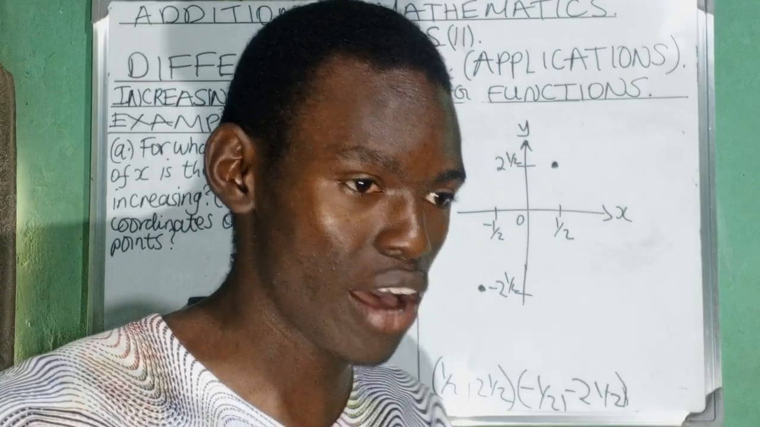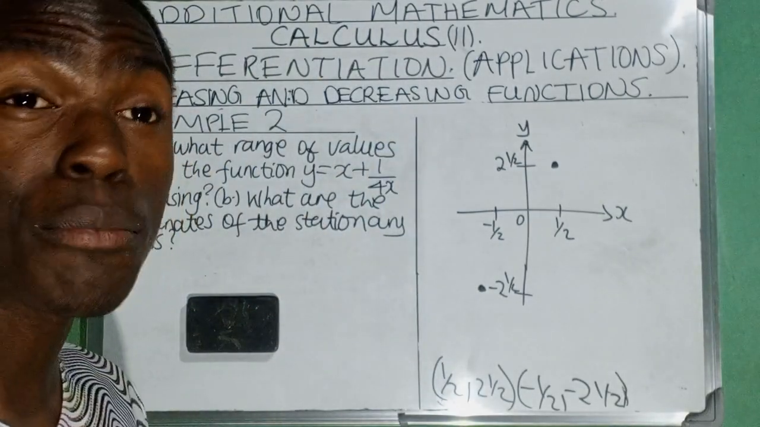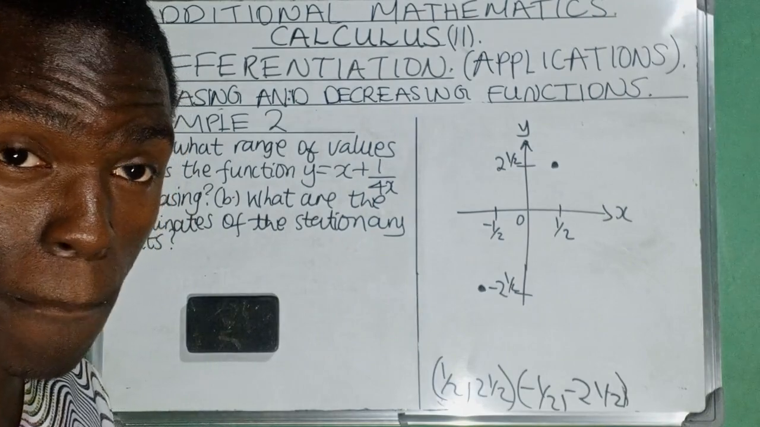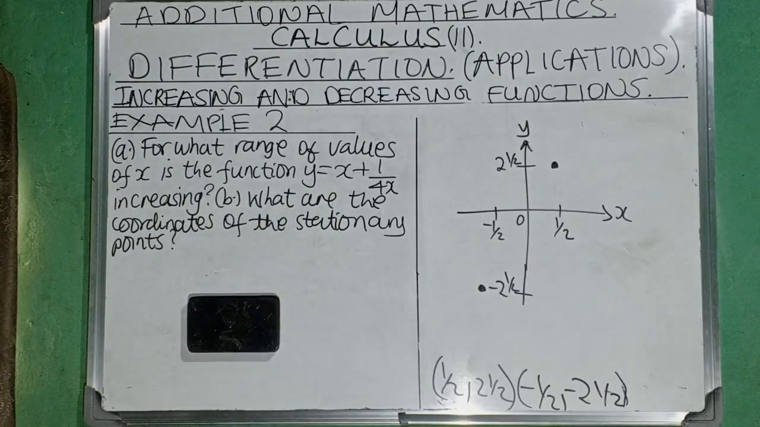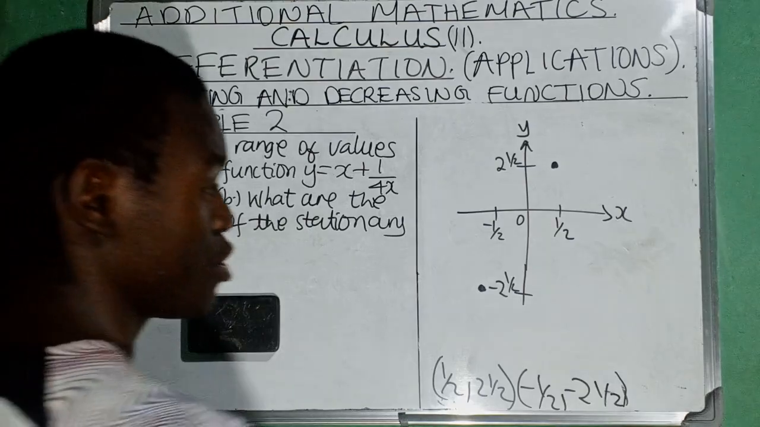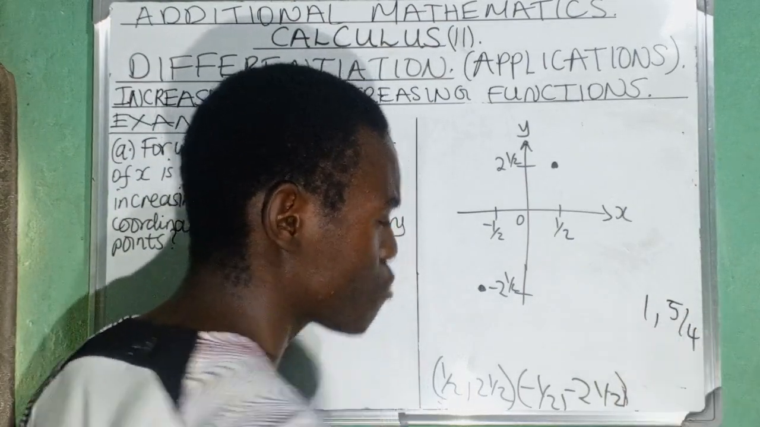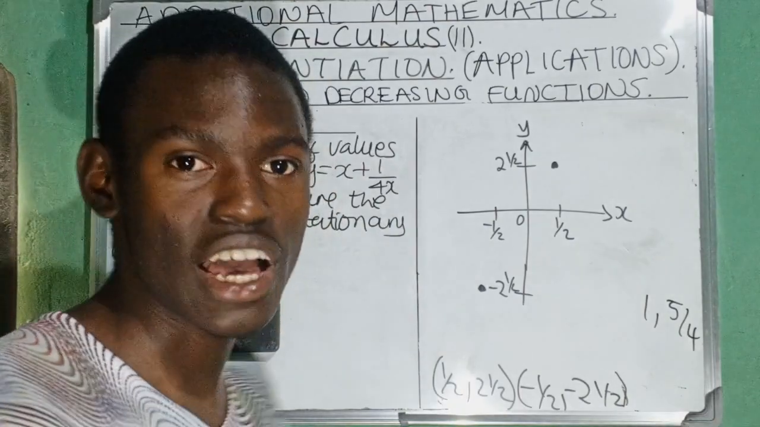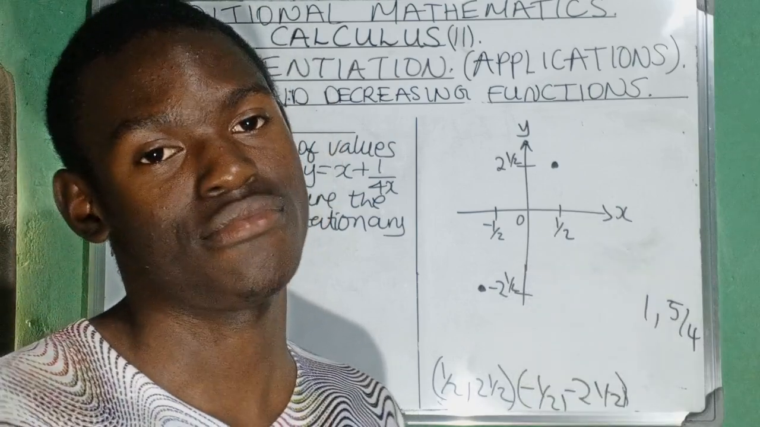For example, substitute positive 1 into this function here. y is equal to whatever. You are going to have 5 over 4. So you're going to have (1, 5/4). And 5 over 4 is actually a larger number than half. Right?